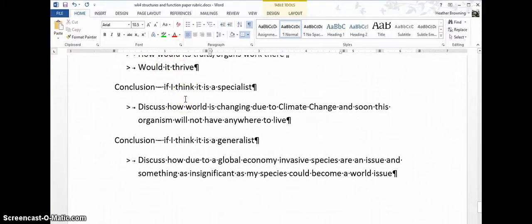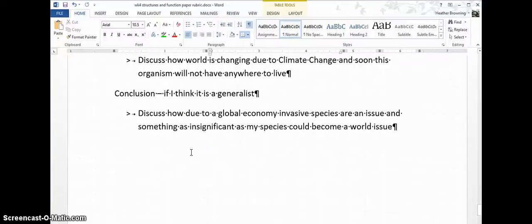My conclusion, if I think it's a specialist, is going to bring it back to the big picture by talking about how climate change is changing its native environment to the point that it will not be able to survive in the future. If I think it's a generalist, I'm going to talk about how the global economy and all this trading is going to enable this species to take over the world and become invasive and become an issue. Okay, you can come up with something totally different, that's fine. This is where my brain went. That does not mean that's where your brain has to go. It's just a suggestion.